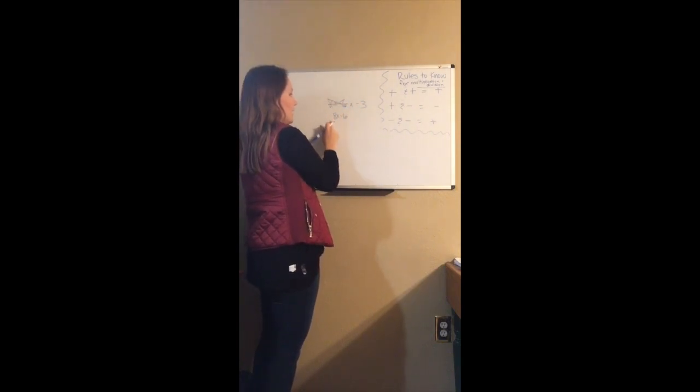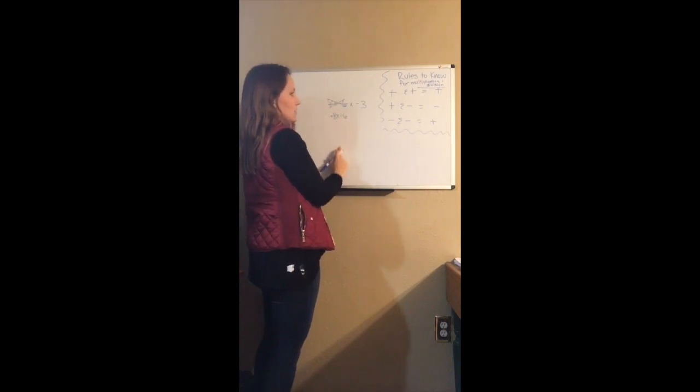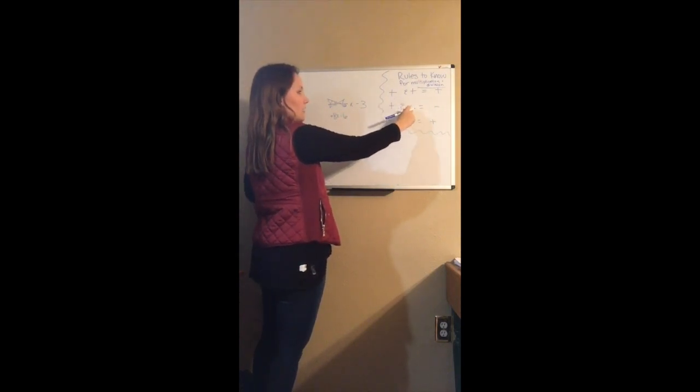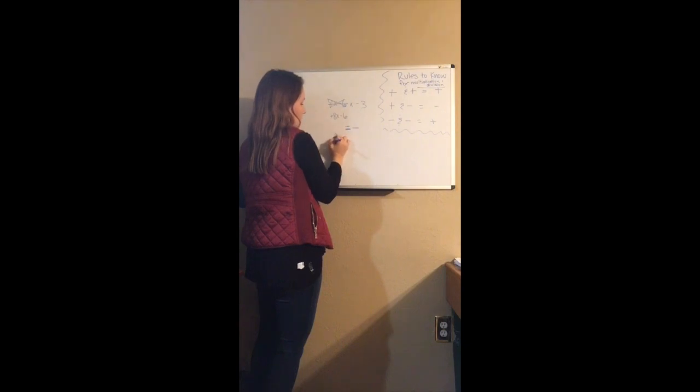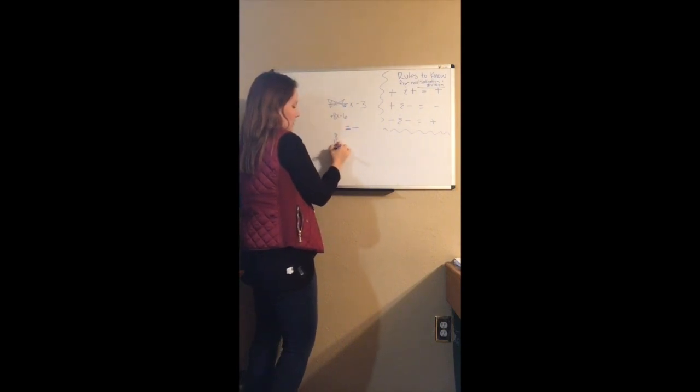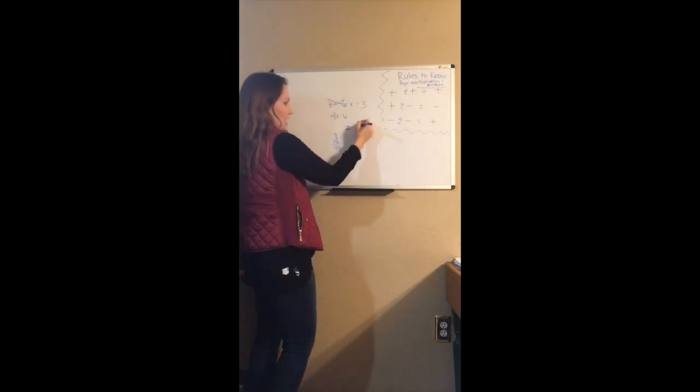We have positive 8 and negative 6. Positive and a negative equals a negative. So I know my answer is going to be negative. And then I have to think, what's 8 times 6? Well, I know 8 times 6 is 48. So my answer is going to be negative 48.